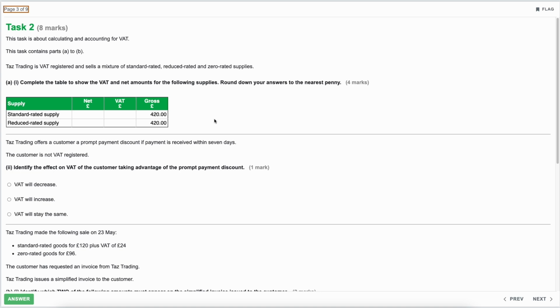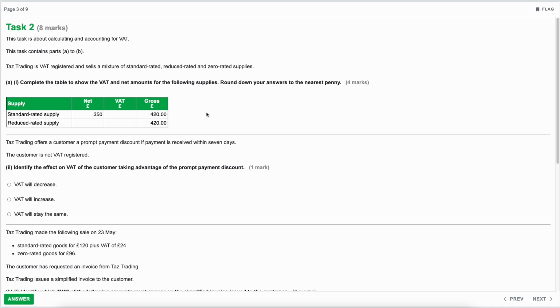So for the standard rate of supply, to work back to the net figure, because the standard rate is charged at 20%, the gross is effectively equivalent to 120%. So the way that I would get back to the net, which is effectively 100%, is to take our gross of £420, divide it by 120 to get 1%, and multiply it by 100. And that will give you a net amount of £350. So let's enter that in.